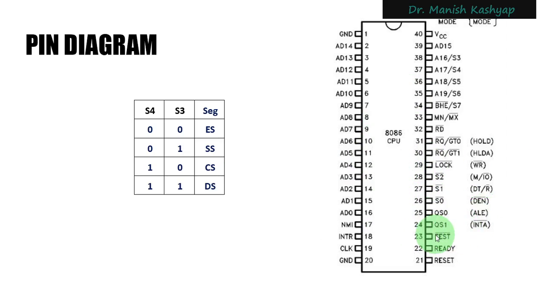So this test pin is connected to the busy pin of that 8087 microprocessor. So that will help achieve a proper synchronization. So that is why this test pin is being used here, right? So now let's talk about this reset pin.